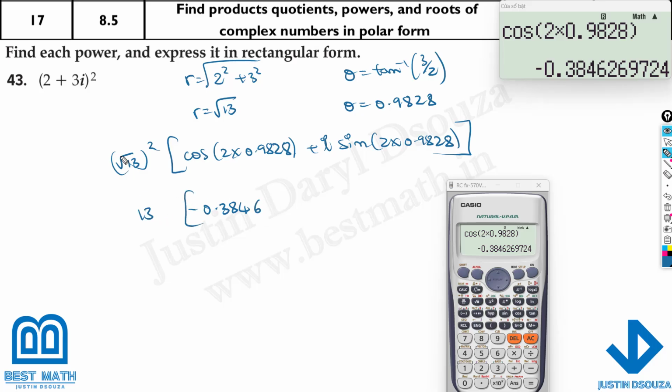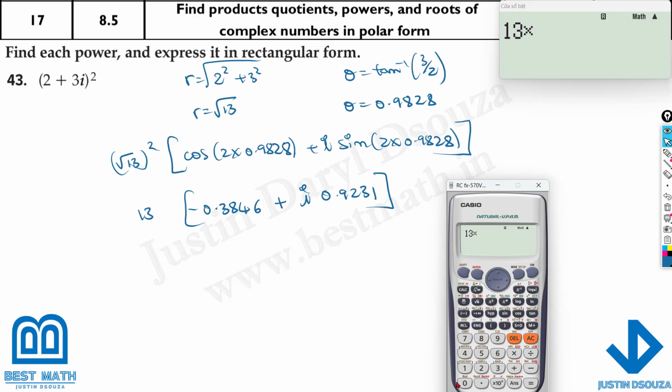That's 13. The square root cancels off and 13 will remain. Plus, what about sine here? Just change this to sine and you'll get the value. That is plus 0.9231. Now we have to multiply all these by 13. So it'll be 13 times minus 0.3846. And here we go.